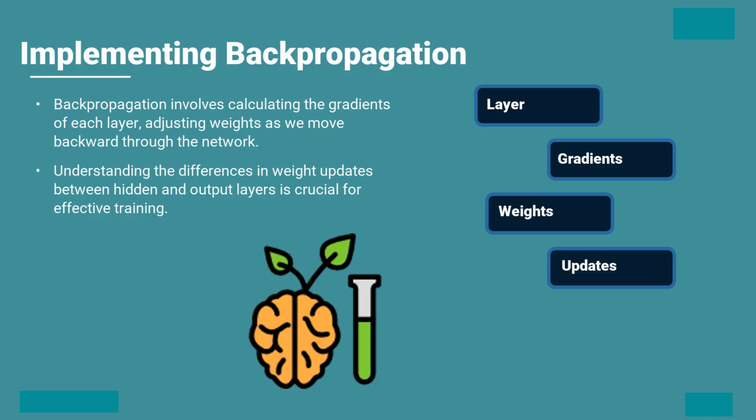Next, we need to implement backpropagation for this multi-layer structure. So, backpropagation basically involves calculating gradients, right? We do this layer by layer, moving backwards from the output layer to the input layer. Now, it's important to note that the weight updates for the hidden layers and the output layers are going to differ, because each layer has its own gradients to work with. So keep that in mind as we tackle this, yeah?